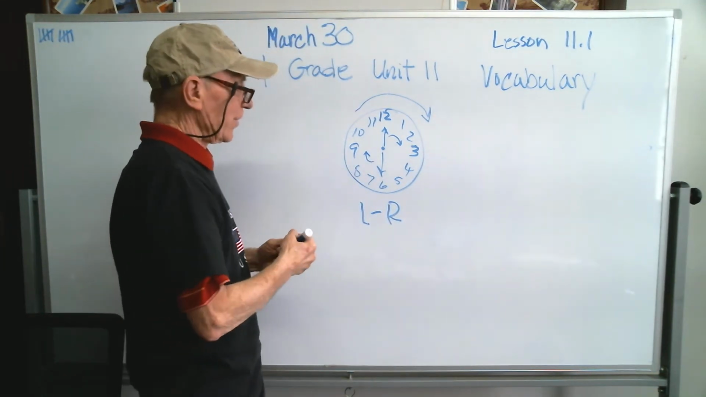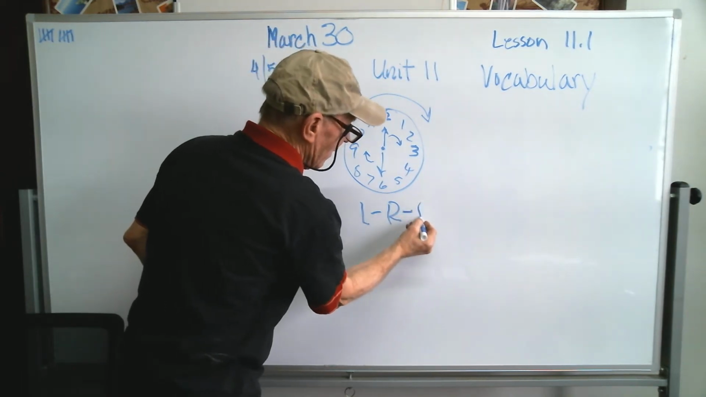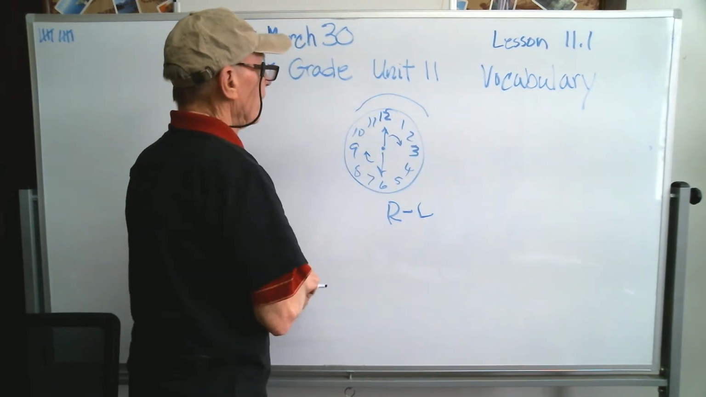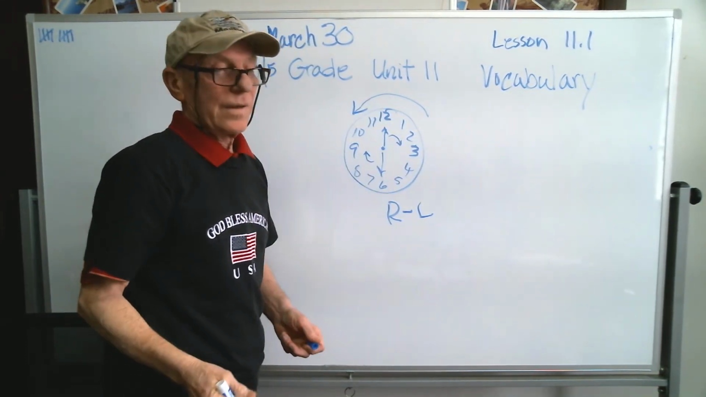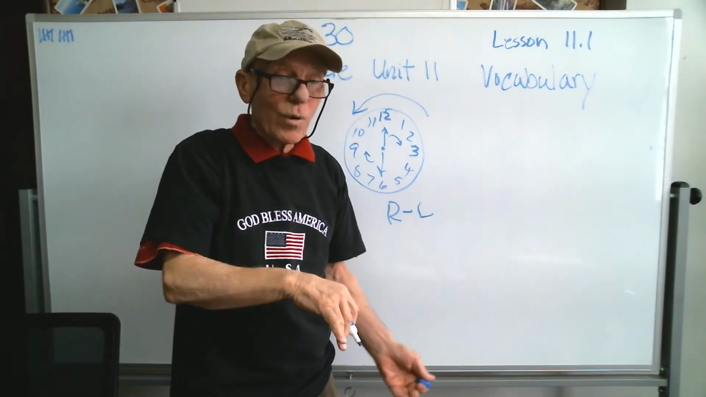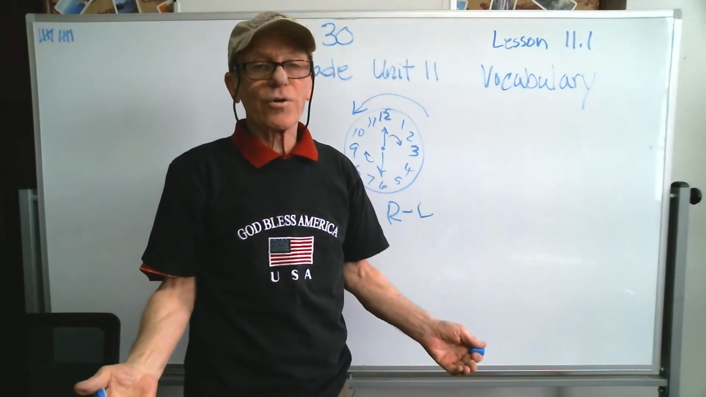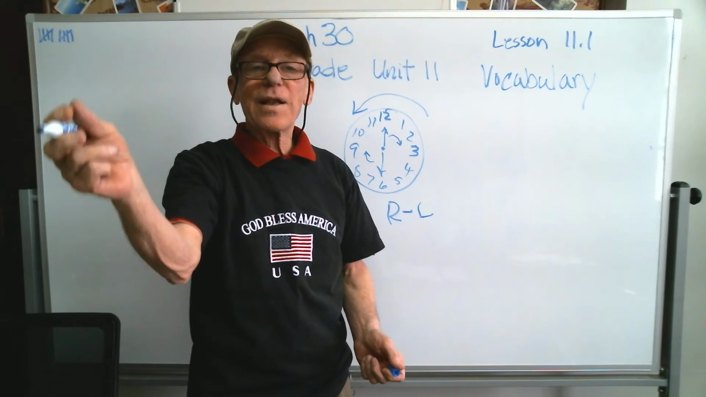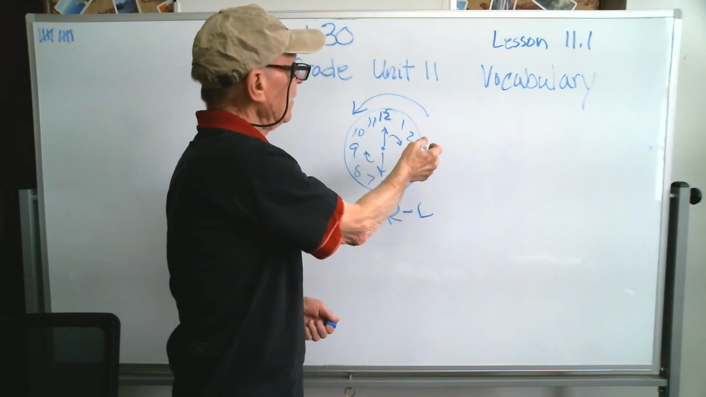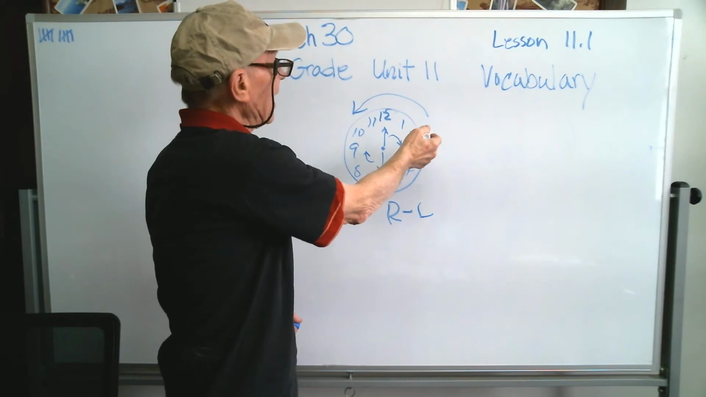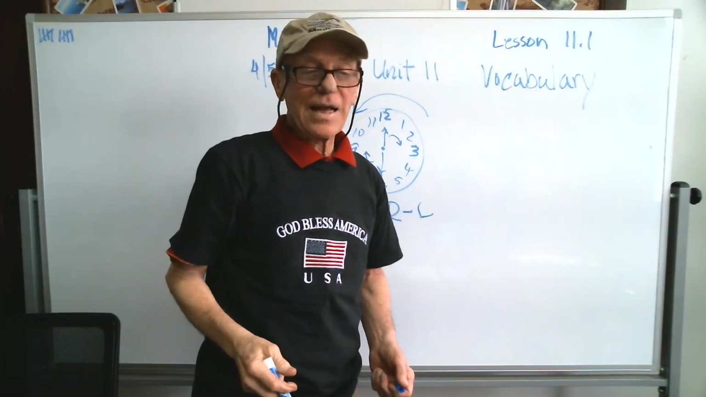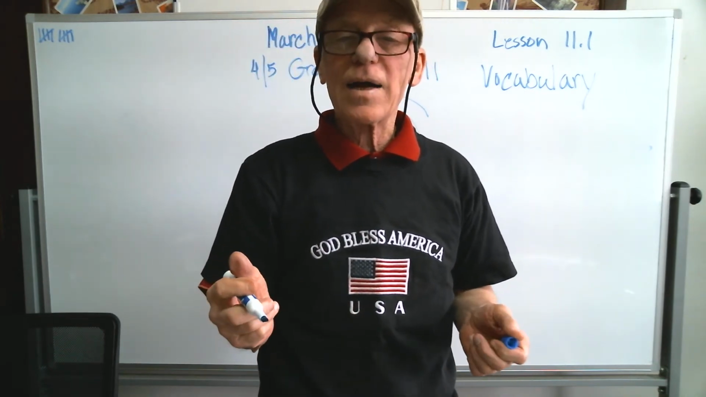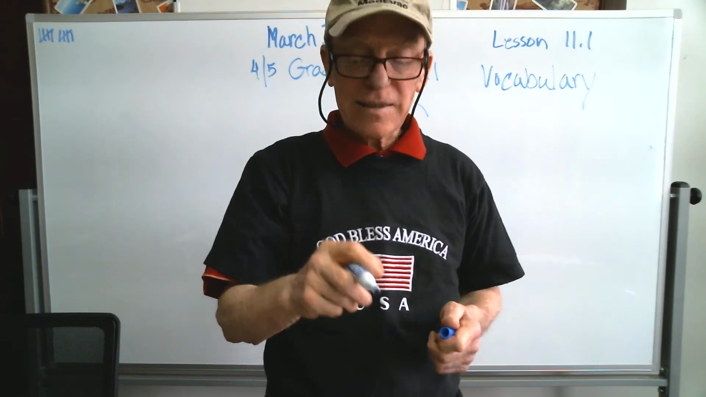Now, if you change that and have it go in the opposite direction, just like time going backwards, that's counterclockwise. Got it? So clockwise is left to right. Counterclockwise is right to left. Think of the clock. What way does the hands normally move? That's clockwise. For time to go backwards, that's counterclockwise.